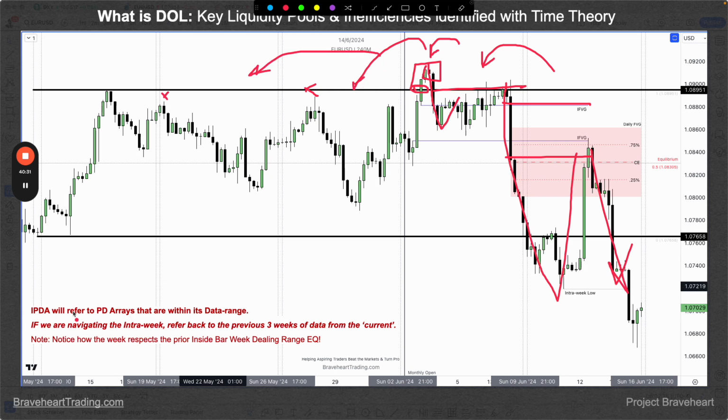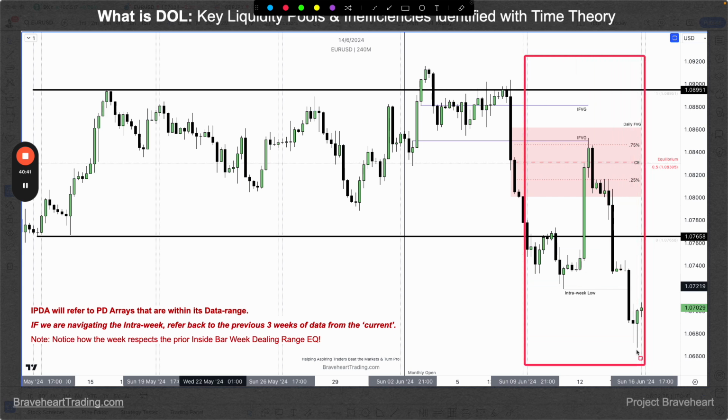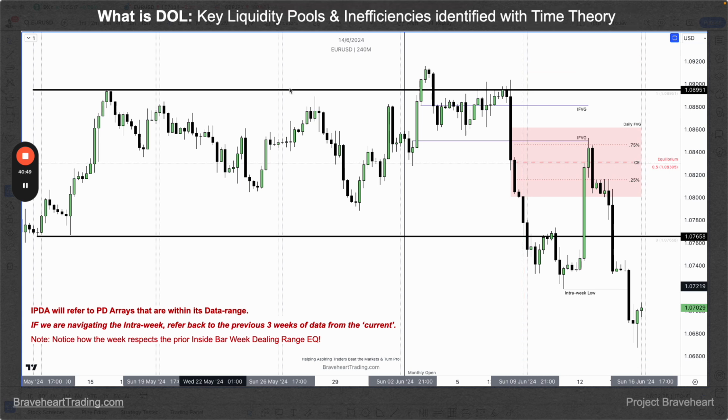So now we're just reading the data within the data range. Okay, but also within the point I was going to make was that within the current week, you'll also have time theory, which comes from the economic calendar. Okay, so that's one more thing to point out. But we're talking specifically about the drawn liquidity here, okay?